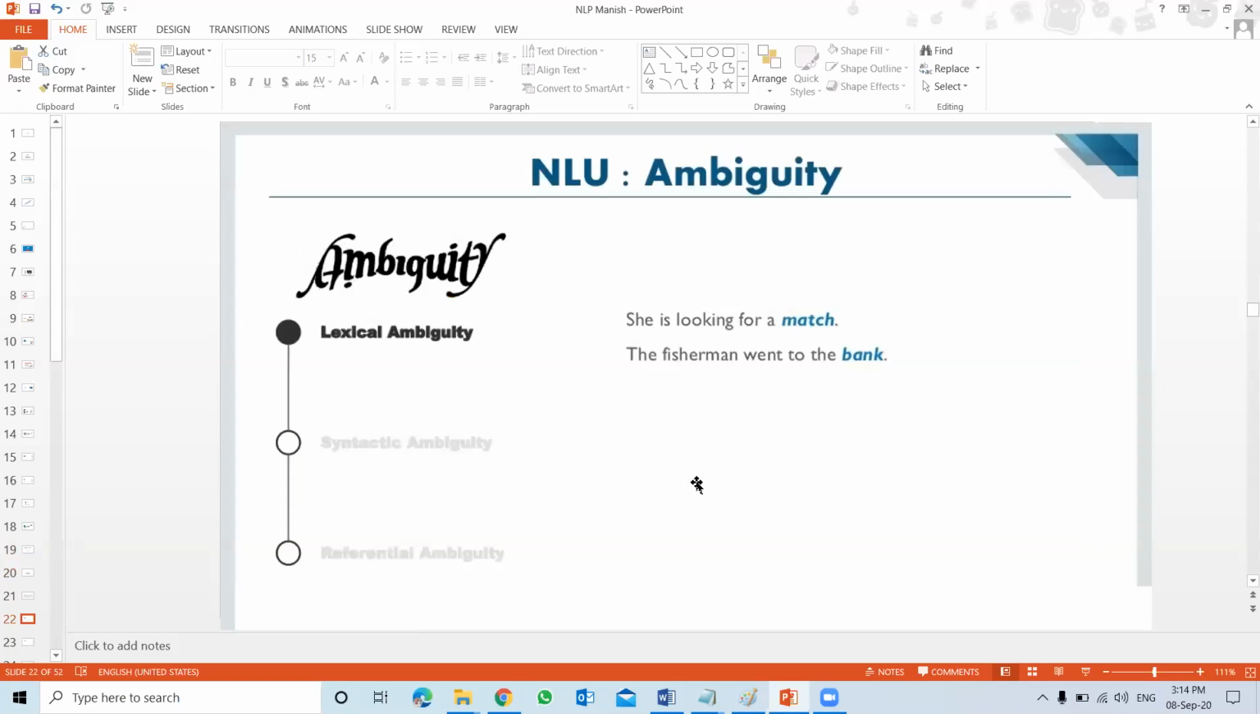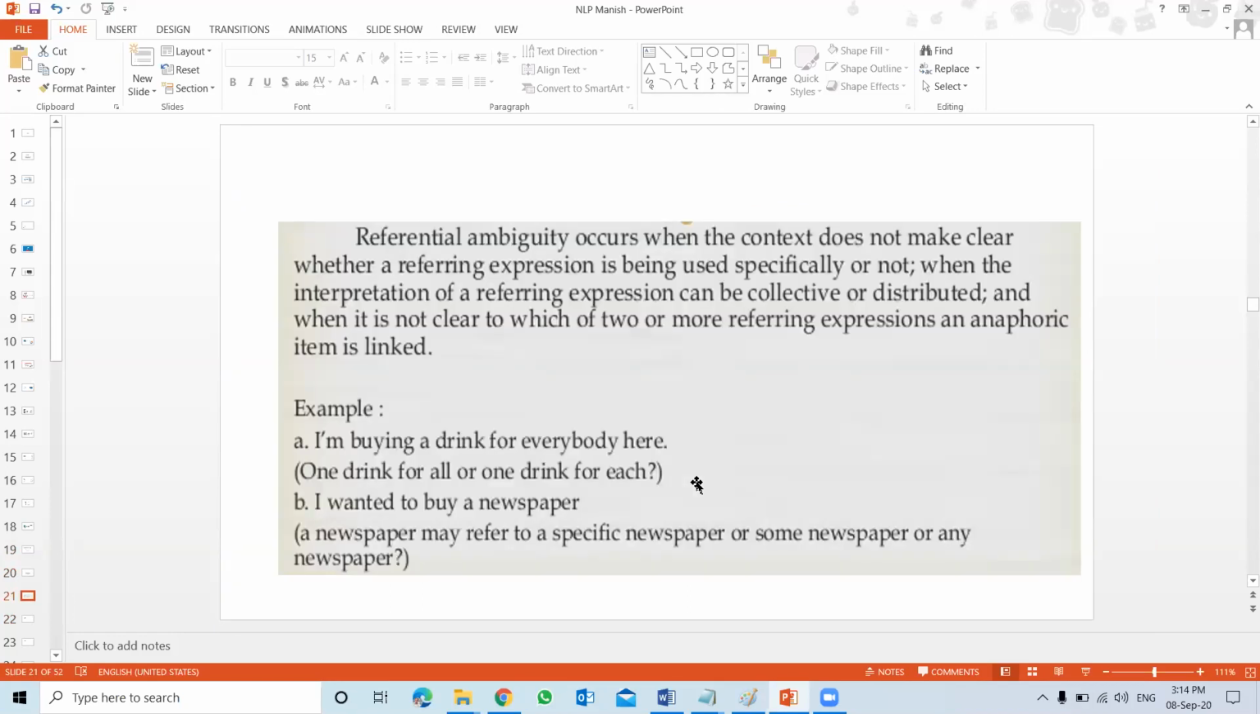Next, we have referential ambiguity. If I give a sentence, it may generate more questions. For example, I'm buying a drink for everybody here. Is it one drink for all or one drink for each? Again a question comes and the machine gets confused about the meaning of this line. Next, I want to buy the newspaper. Which newspaper? Or do you want a specific newspaper? All these are part of ambiguity in NLP operations.